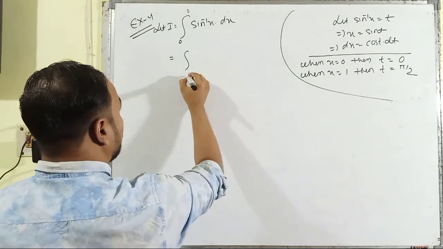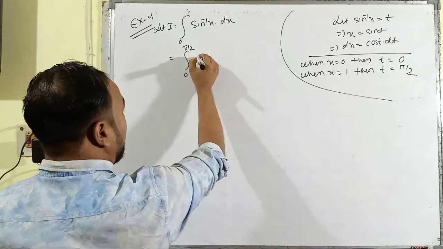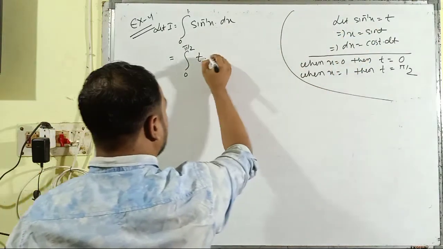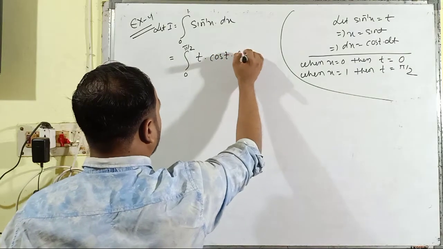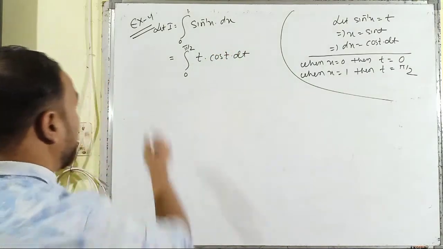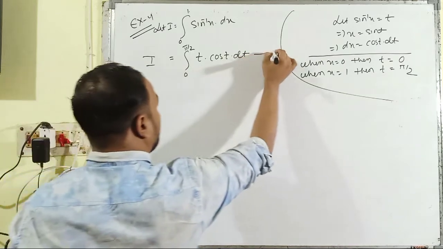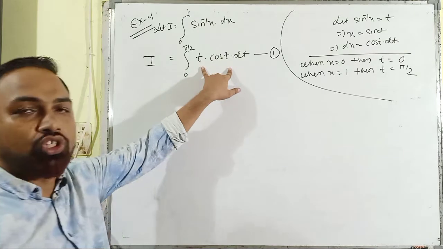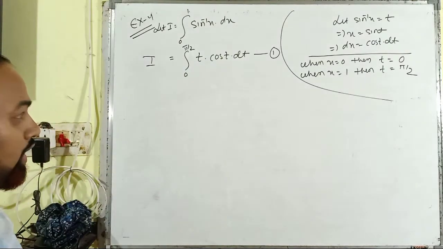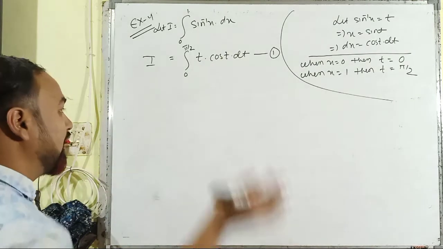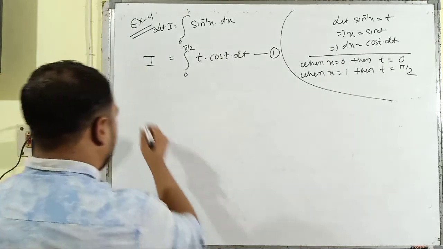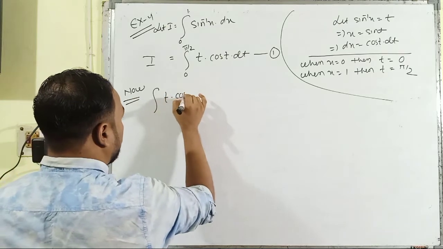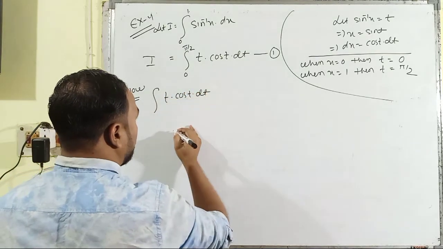Then we have to put these values here. So it will be from 0 to pi by 2, and in place of sin inverse x it is t, and in place of dx it is cos t dt. And here it is the equation number 1. Then we have to find the integral of just t cos t with respect to t, as in the case of indefinite integration, and then go through the definite integration. Now, integral of t cos t with respect to t.